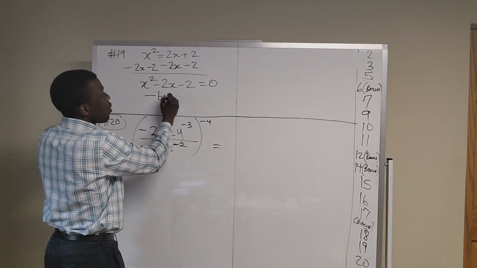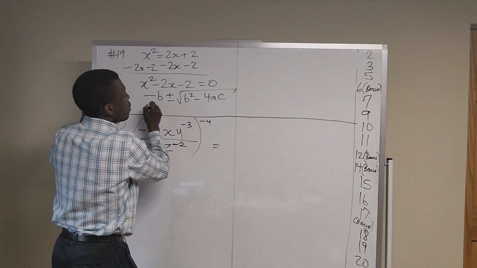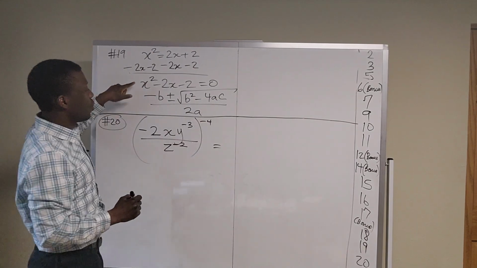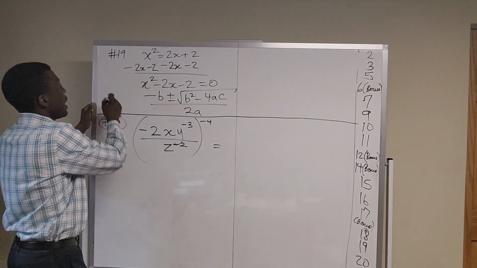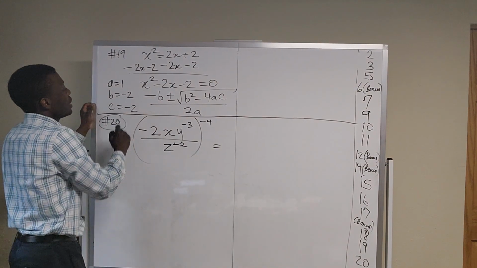What is the quadratic formula? This is the quadratic formula: negative b plus or minus the square root of b squared minus 4ac, over 2a. So you look at this polynomial. What is a? A is 1. What is b? B is negative 2. And what is c? C is negative 2.